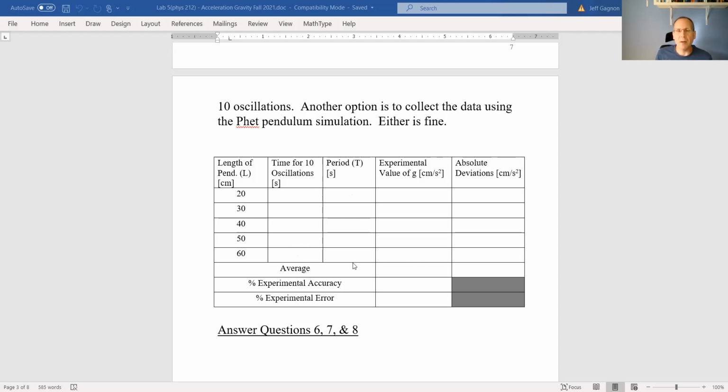Now we want to find the period. Well, here's the trick. Remember, we collect the time for 10 oscillations just so it'd be more accurate. But if we take that time for 10 oscillations and divide by 10, the number of oscillations, that gives us the period, because that would be the time for one oscillation, which is the definition of the period. So now we have the period.